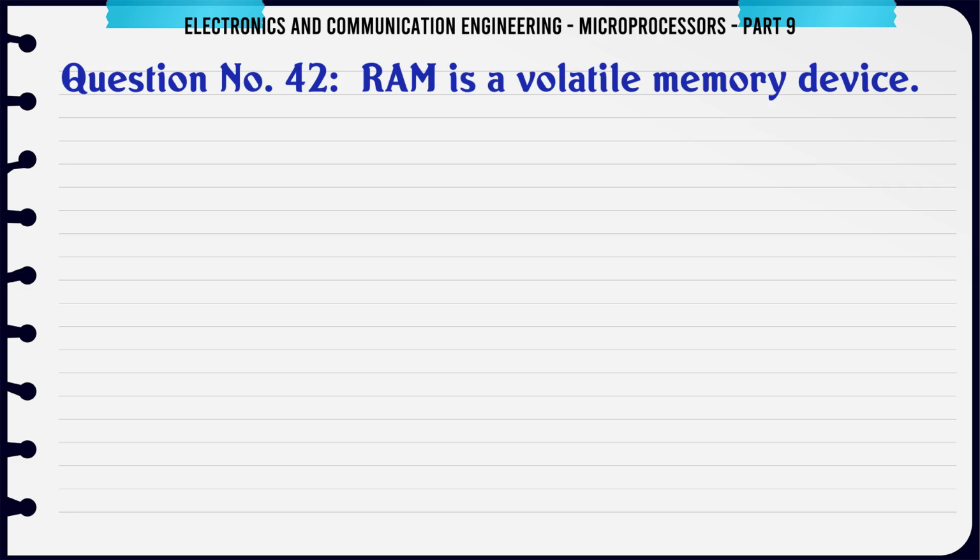RAM is a volatile memory device. A. True, B. False. The correct answer is true.